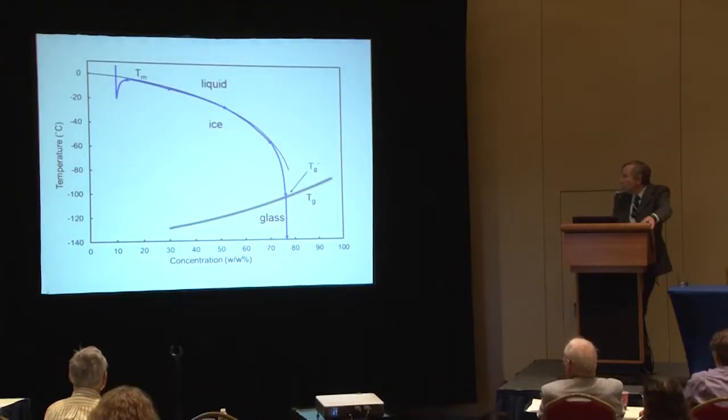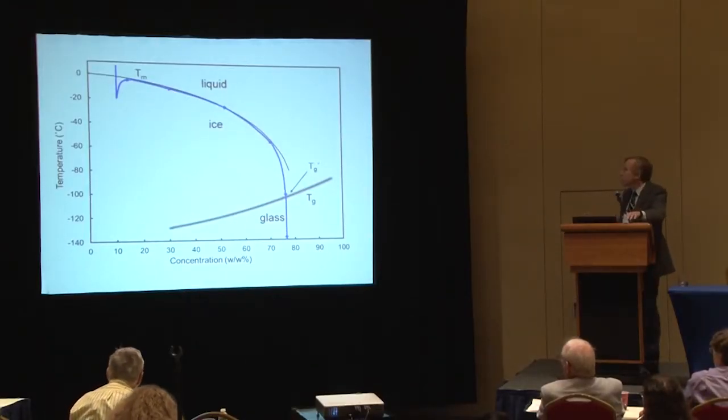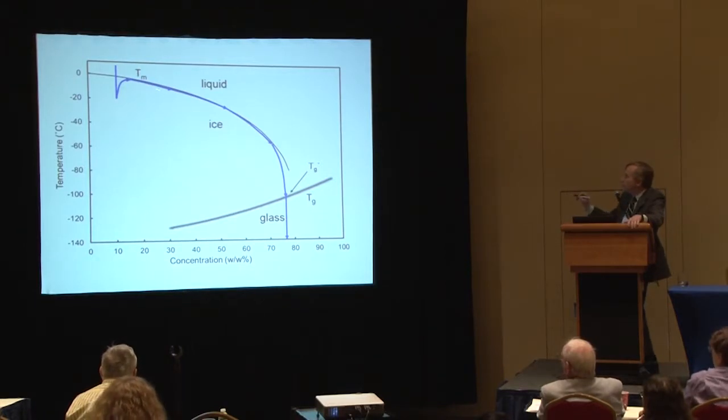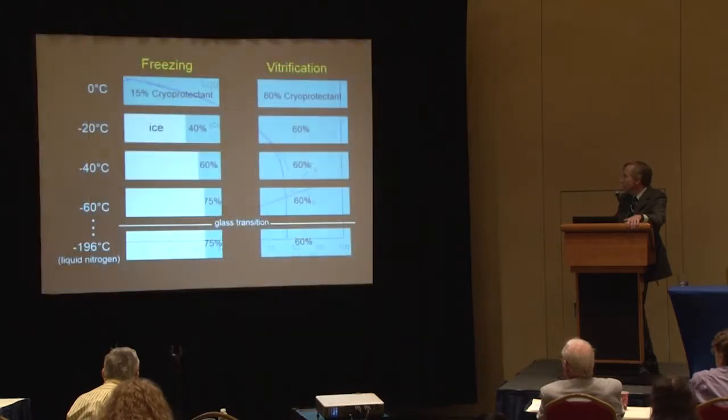On a water cryoprotectant phase diagram, slow freezing looks something like this. The unfrozen compartment follows the melting point liquidus line down to a point called Tg prime, at which point the unfrozen fraction becomes a glass and the cells are vitrified.